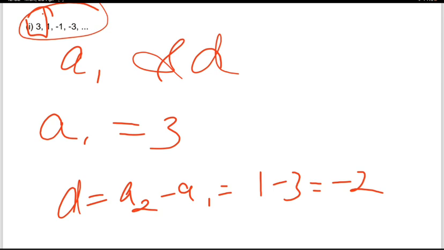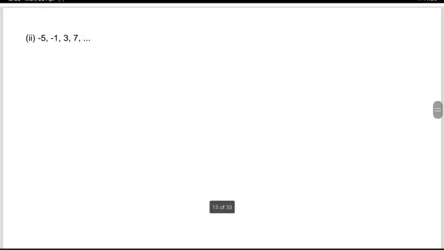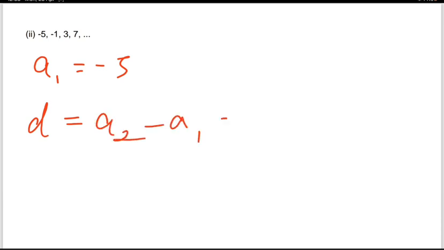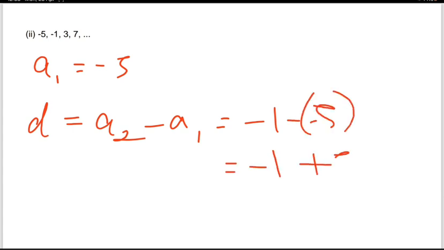So let's go with the second subdivision. Here the given thing is A is minus 5. That is, the first term is minus 5. And you need to find the common difference, that is A2 minus A1. That is minus 1, minus of minus 5, and minus 1 plus 5 is 4. So the first term is minus 5 and the common difference is plus 4.